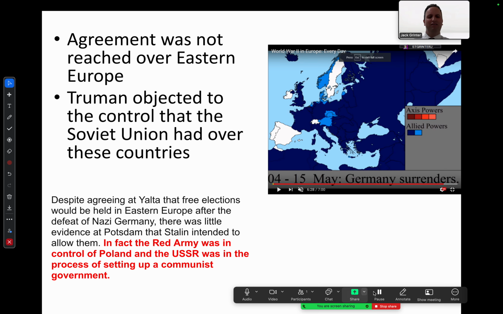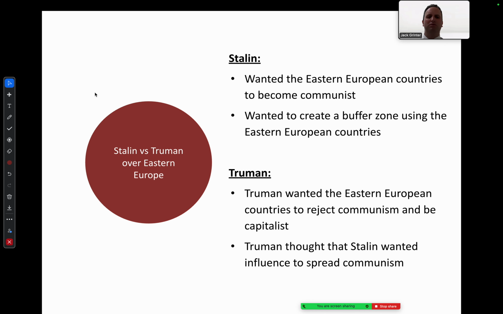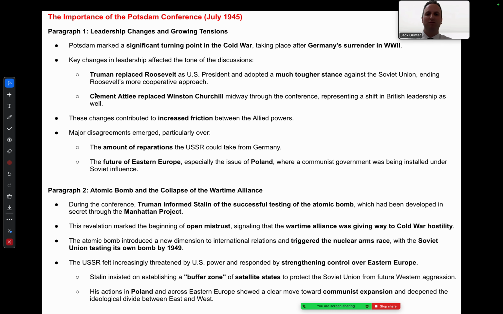For Stalin, Eastern Europe was very important because if we think back through Soviet history, Russia has been invaded quite a lot of times, hasn't it? In the Napoleonic times, in the early 1800s, also World War One, and also World War Two. So Stalin wanted the countries of Eastern Europe as a buffer zone, a little bit like a cushion against possible future invasion from Europe. But Truman, the US president, wants Eastern Europe to reject communism. He wants there to be free elections ultimately, which don't happen, as we'll see soon.